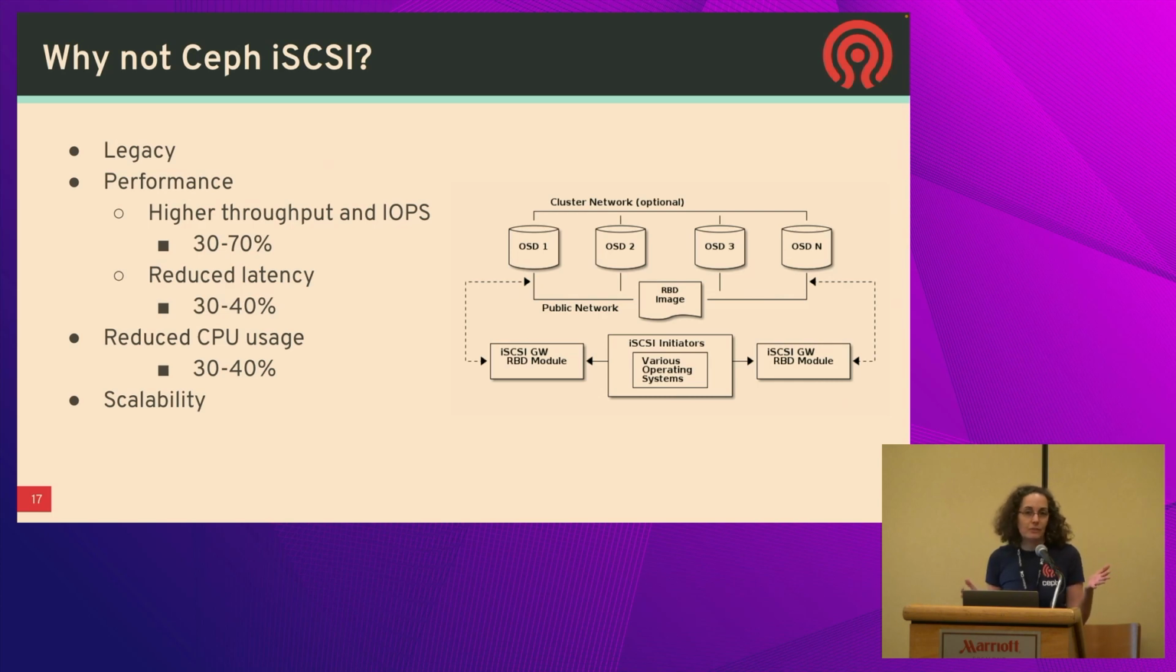As Carl mentioned, we already have iSCSI. Why are we working on an NVMe-over-Fabric gateway? While iSCSI is a mature, I didn't want to say old, protocol, it's a bit legacy, and new applications prefer NVMe-over-Fabric. If we compare performance, NVMe-over-Fabric is better. It has higher throughput in IOPS and lower latency. It also uses less CPU, and it's much more scalable. So we want NVMe-over-Fabric.